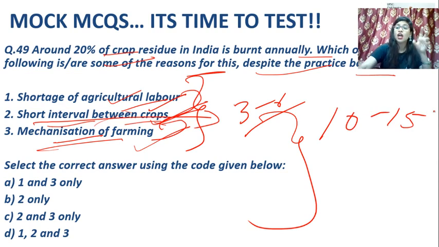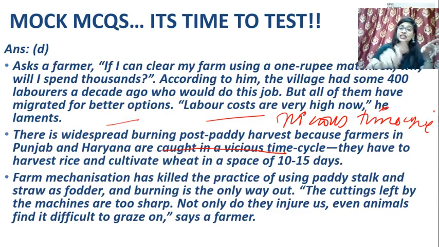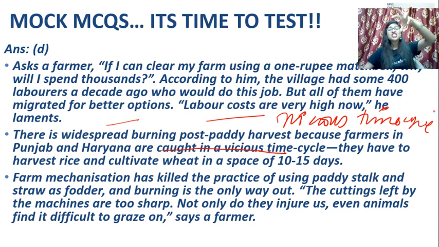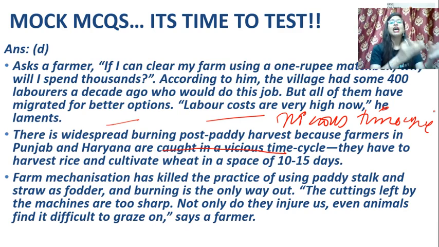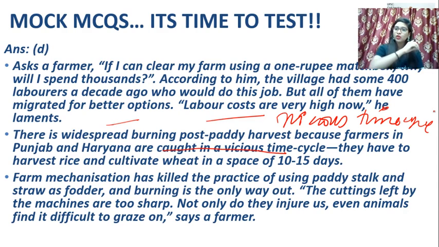Very short interval. Because in Punjab and Haryana, these states are caught up in a vicious time cycle. Just like the vicious circle of poverty, they are trapped. Within those 10 to 15 days, they have to harvest rice and also cultivate wheat. They are totally caught up. So that again leads to them having to resort to burning the crop residue of the previous crop.